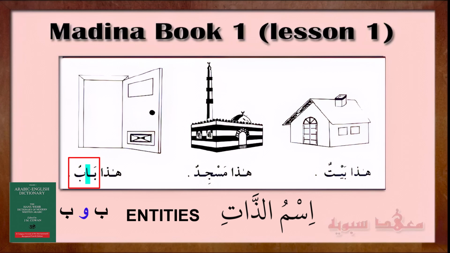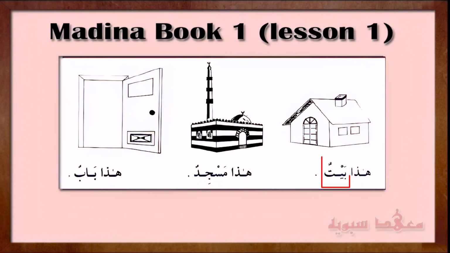And just finally, a point here: the word bait means house. In Arabic, we have other words to mean house. Another common word is dar. Now the problem is we can't say hadha dar, and the reason why is because dar is feminine. It's not masculine. So therefore you need to bring a feminine ism ishara: hadhihi dar.